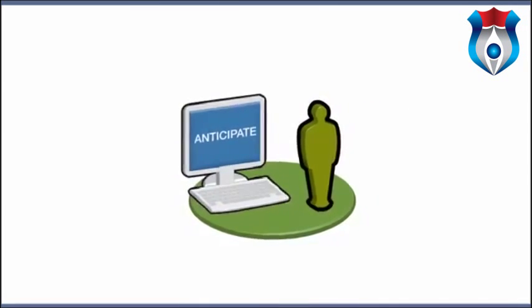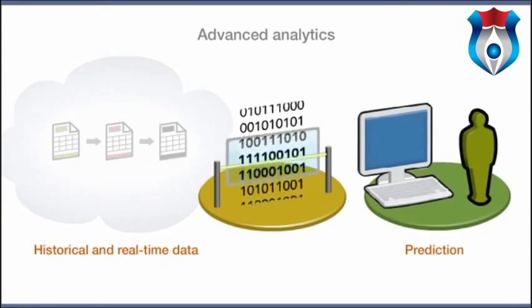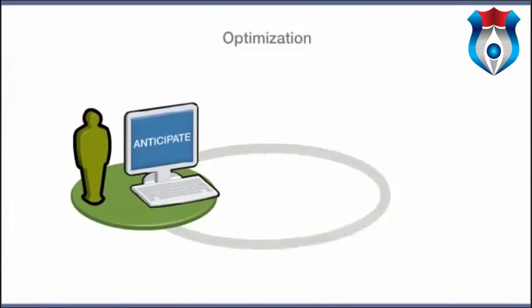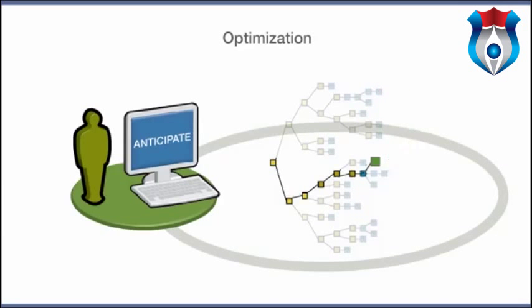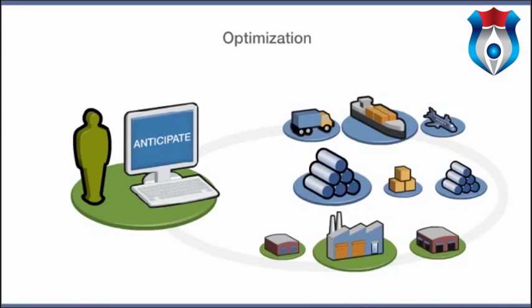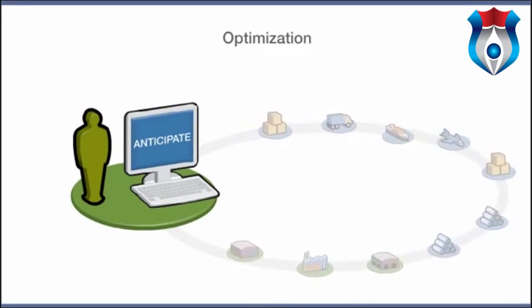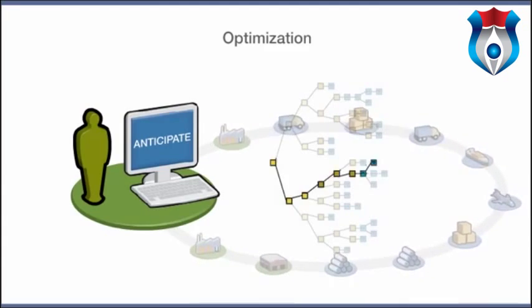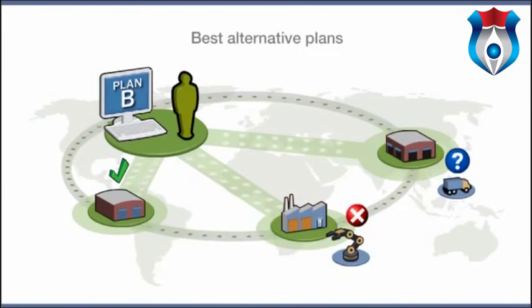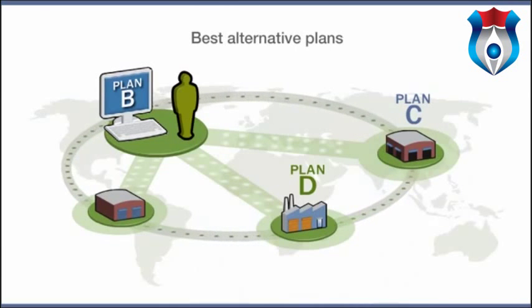First, anticipate. Advanced analytics use historical and real-time execution data to forecast what will happen in the event of a disruption. Using optimization, discover the best solutions by evaluating what-if scenarios for transportation, inventory, sourcing, warehousing, and other typical supply chain problems built on the resources and constraints intrinsic to your supply chain. Now you can choose the optimal plan with optimization technology to help prescribe what should happen and determine the best alternative plan if a disruption occurs.